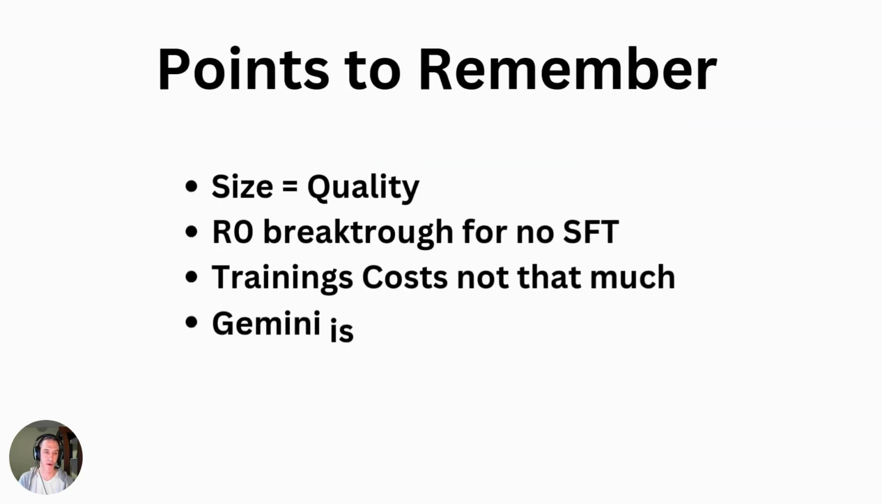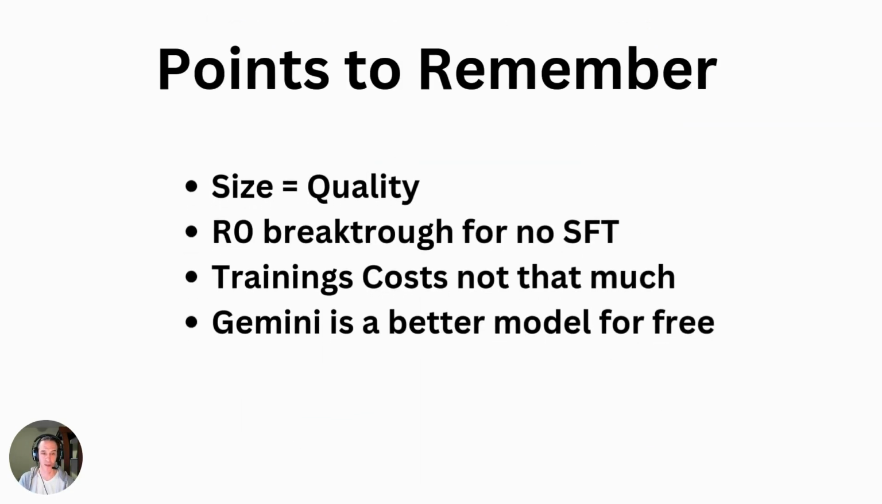So main points to remember here: the size is the quality. R0, the breakthrough, was no supervised fine-tuning. Training costs are not that much, and Gemini is pretty much a better model for free.